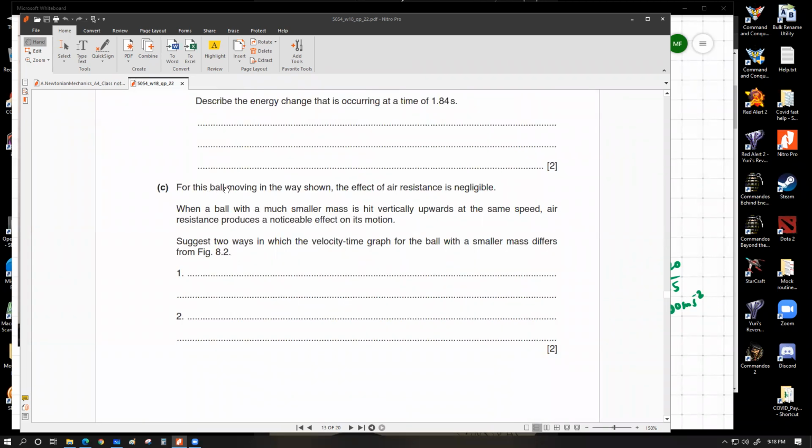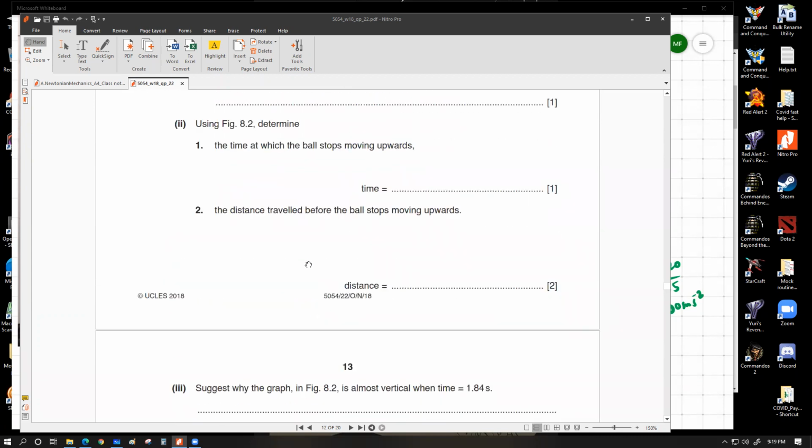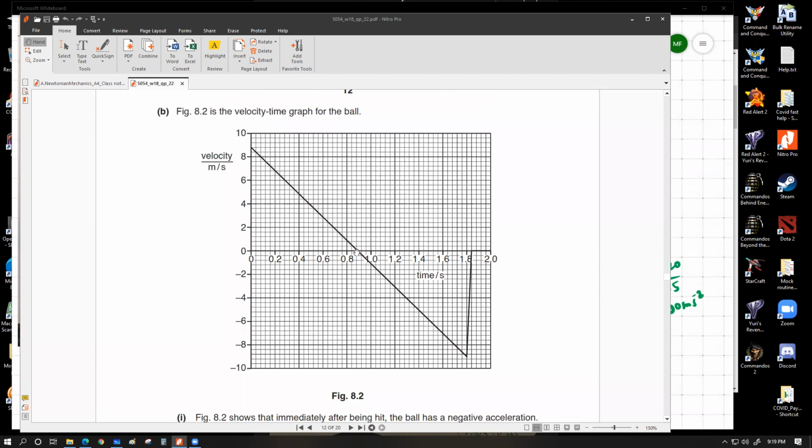Question number 8C says, for the ball moving in the way shown, the effect of air resistance is negligible. When a ball with a much smaller mass is hit vertically upwards at the same speed, air resistance produces a noticeable effect on its motion. State 2 ways in which the velocity-time graph for the ball with a smaller mass differs from figure 8.2. Beautiful question. So basically what they're asking us is, if air resistance was affecting this graph, then how would this graph actually change? What would have happened?